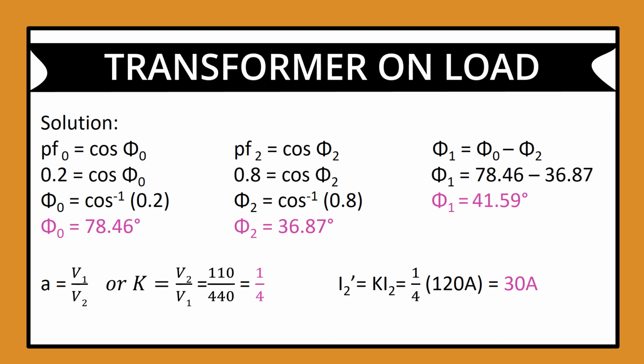From there, we can compute for I sub 2 prime, which is equal to k I sub 2, where k is equal to V sub 2 over V sub 1, and V sub 2 is equal to 110 volts over V sub 1, which is equal to 440 volts. Dividing it, we have 1/4. And the value of our k is 1/4, which is to be multiplied to our secondary current to get the I sub 2 prime. The value of our I sub 2 is equal to 120. So multiplying 1/4 to 120, we can get the value of I sub 2 prime, which is 30 amperes.